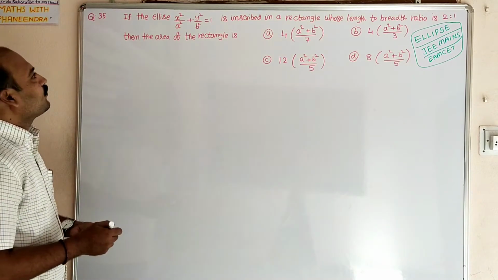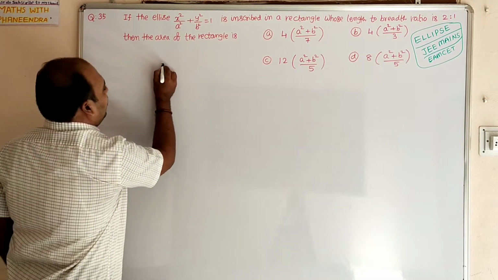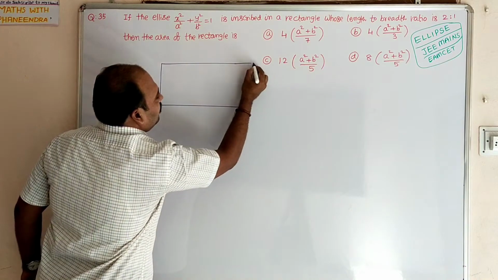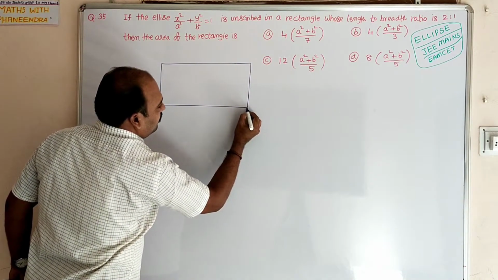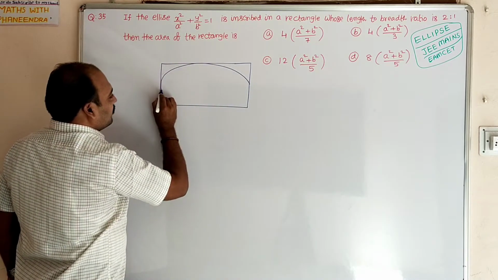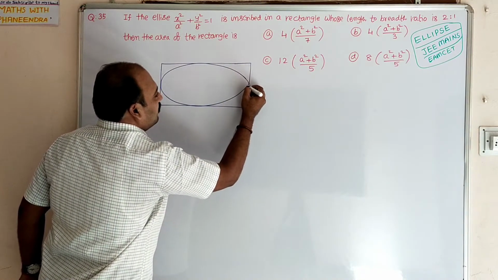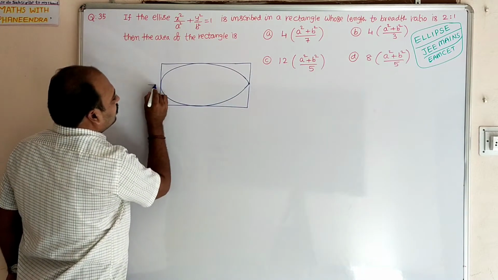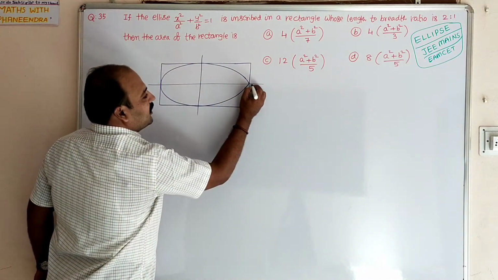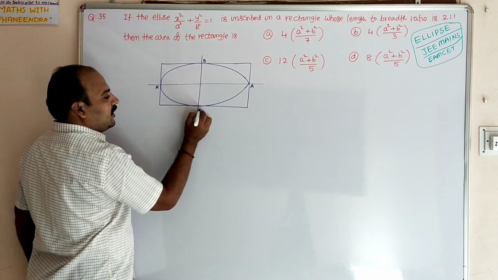See, first thing, ellipse inscribed in the rectangle. See, rectangle figure you have to draw that. So this is the rectangle. So this is the ellipse. This rough diagram I am drawing. So from here to here, this is called the major axis of an ellipse. This is minor axis of the ellipse.